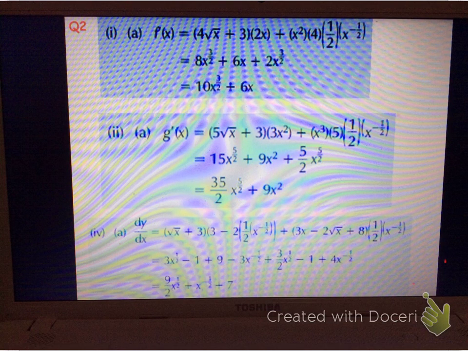Now, when you multiply out the brackets doing it method B, you'll still see that you should get 10x to the power of 3 over 2 plus 6x. I just don't have the solution written up there, but you should get the same answer.